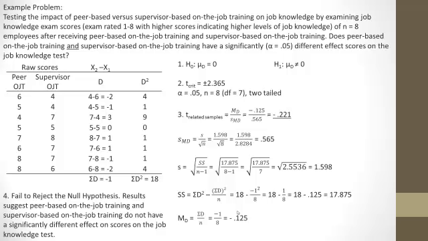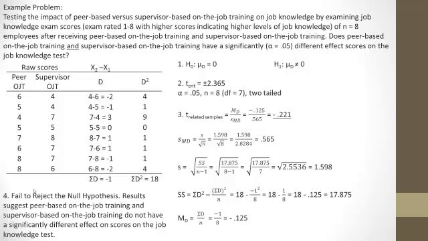So in this study, everybody in the study is getting both levels of the independent variable. They're getting peer-based on-the-job training, and then they're getting supervisor-based on-the-job training. Or if we're using counterbalancing, maybe the first 4 got peer first and then supervisor, and then the last 4 got supervisor first and then peer. But we are giving both levels of the independent variable to everybody in the study.